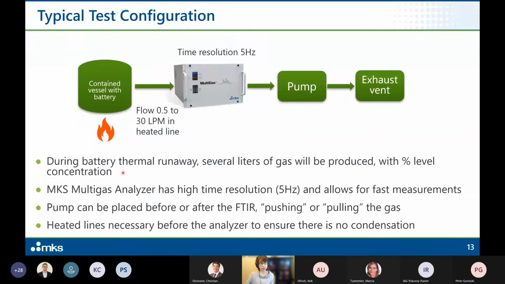To reiterate, during battery thermal runaway, several liters of gas will be produced with percent level concentration, and they're going to be produced quickly. So the FTIR is going to be great, measuring at fast time resolution. From a test perspective, you can place the pump before or after the FTIR, or you can have an automated setup, as is used a lot in Germany and Austria. And obviously you still need heated lines before the analyzer to ensure there's no condensation.